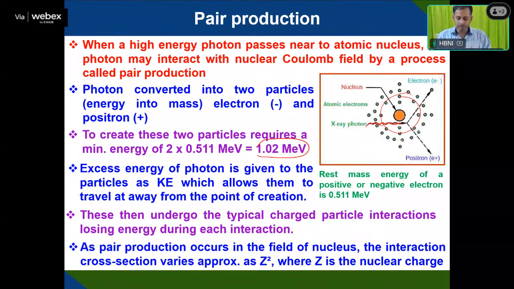Because of that kinetic energy, this electron and positron will keep on moving from the point of creation to far away. Then they will undergo many interactions and still lose their energy, so many charged particle interactions are possible. Pair production mainly occurs inside the Coulombic field of the nucleus, so it mainly depends upon the nuclear charge, Z squared. It will depend upon the Z squared of this particular material.